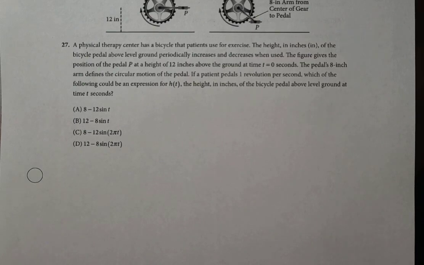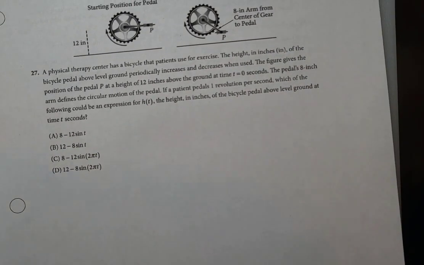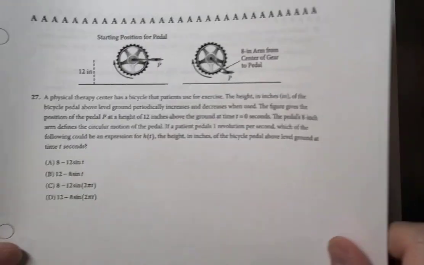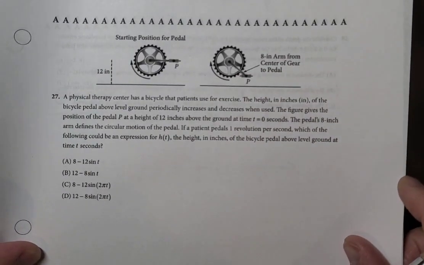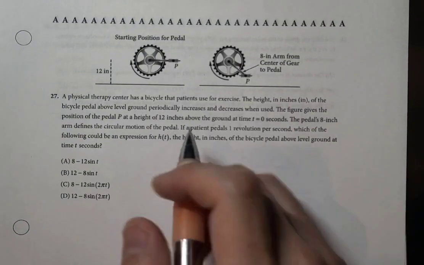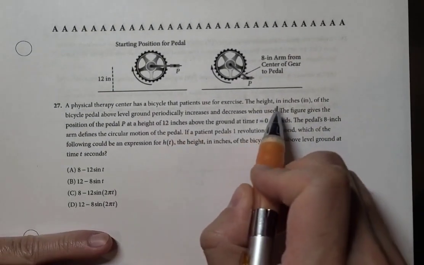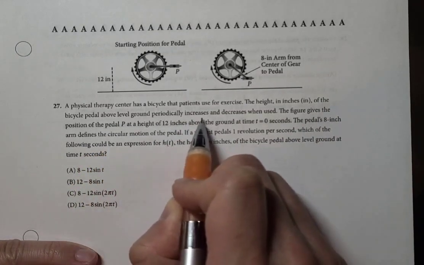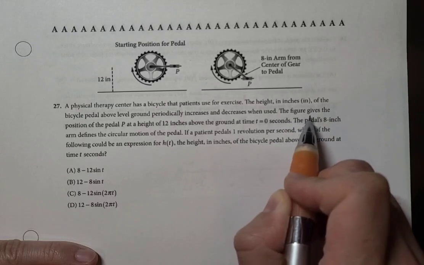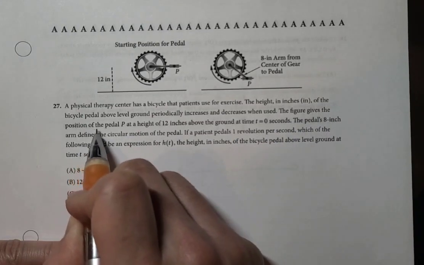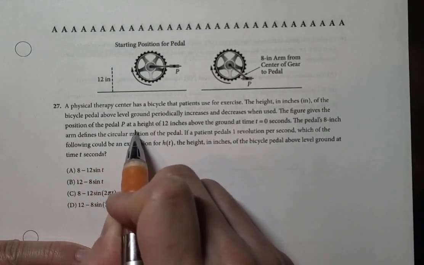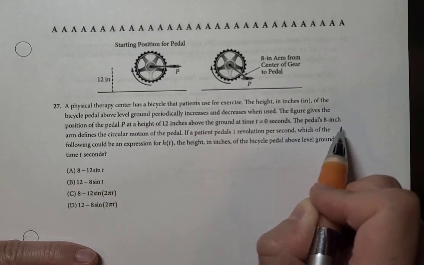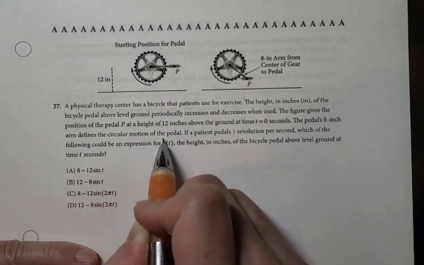Okay. Moving on. 2 more. Maybe something in the back of this paper so it writes along nicer also. Okay. A physical therapy center has a bicycle that patients use for exercise. The height in inches of the bicycle pedal above level ground periodically increases and decreases when used. The graph gives the position of the pedal P at a height of 12 inches above the ground at time t is 0. The pedal's 8-inch arm defines the circular motion of the pedal.